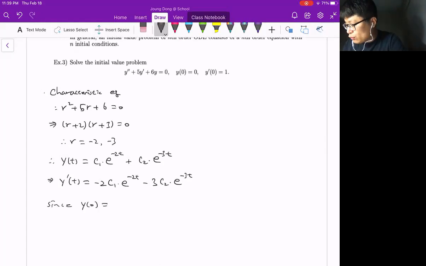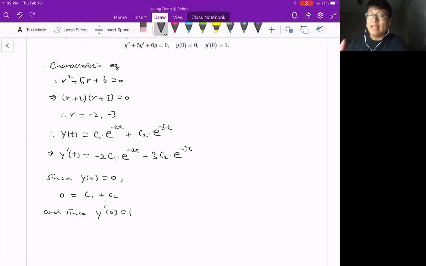Since y(0) equals 0, we plug 0 into y(t). Then it is 0 equals c1 plus c2, because e to the 0 is always equal to 1. And since y prime(0) equals 1, now we plug 0 into y prime and set that equal to 1. Then 1 is equal to negative 2 c1 minus 3 c2, because e to the 0 is still equal to 1.